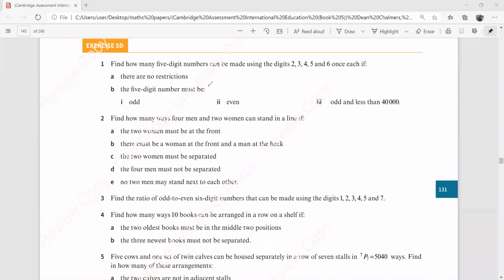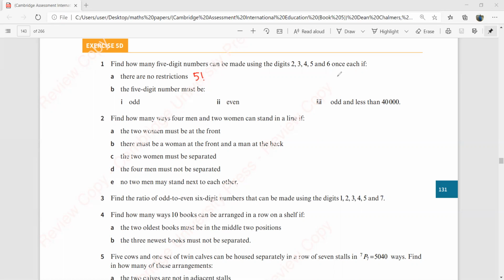So far, we have been just warming up for the actual questions of this topic. Okay? So the first question says, find how many 5-digit numbers can be made using the digits once each if there are no restrictions. So we have 5 digits with us and we have to make 5-digit numbers. So the first part's answer is simply going to be 5 factorial.